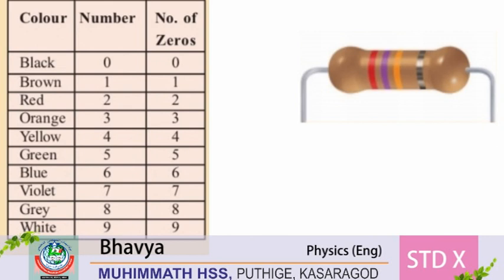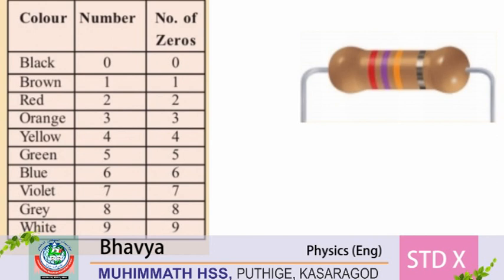Using that column we can write the resistance value. First is red color. The first two lines represent the numbers, the third represents the number of zeros. The first line is red. So how much number is there? 2. First red, so 2.